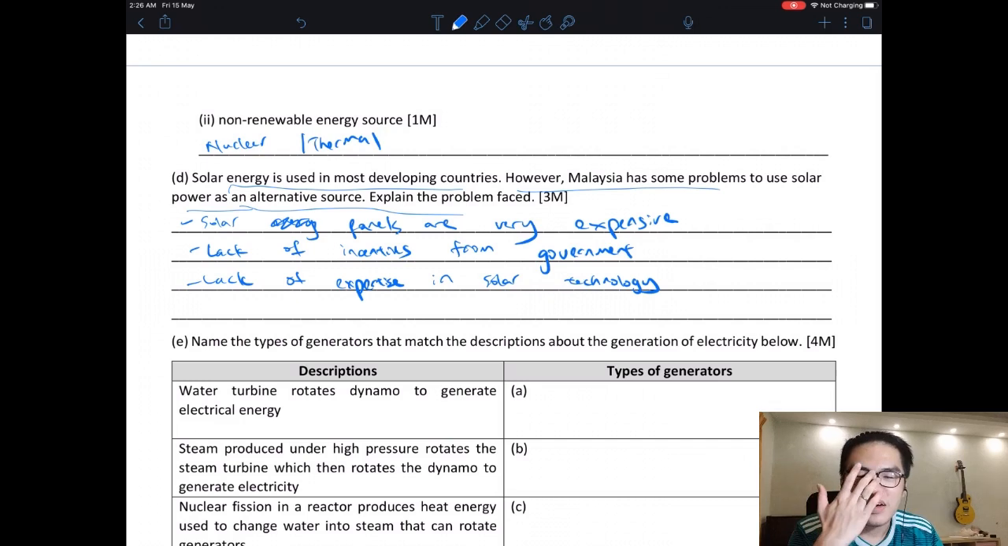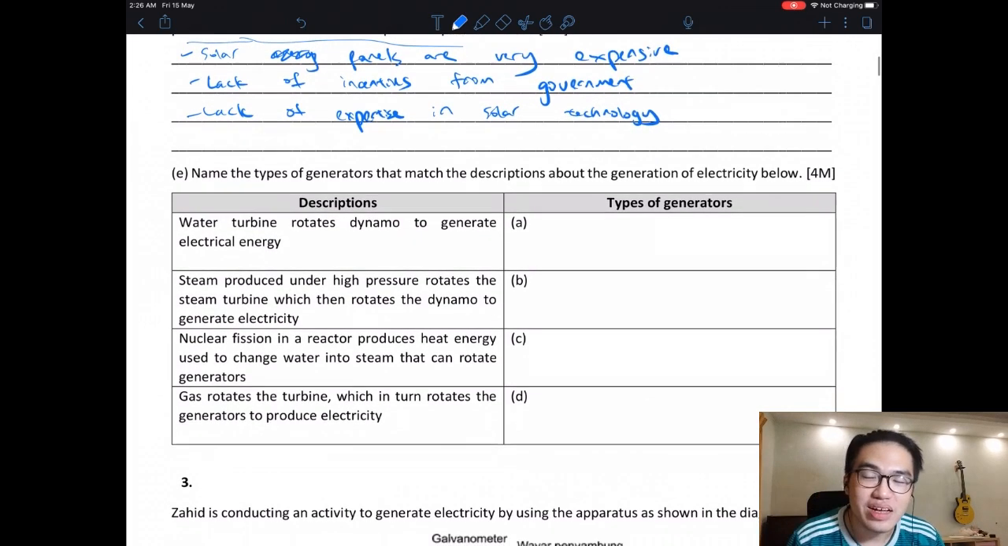Unfortunately, our government doesn't support this lah. Because I don't know, they are too busy doing their own thing. Not that they don't care about the environment. Malaysia is one of the worst plastic waste producers in the world. So you think about that.